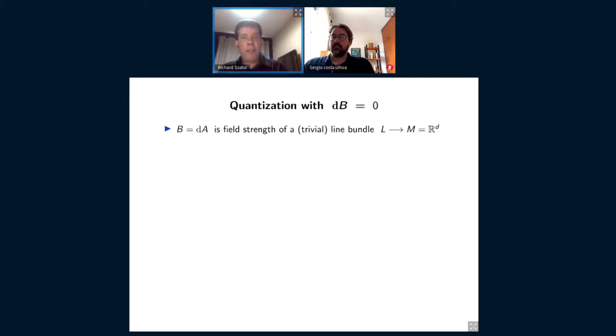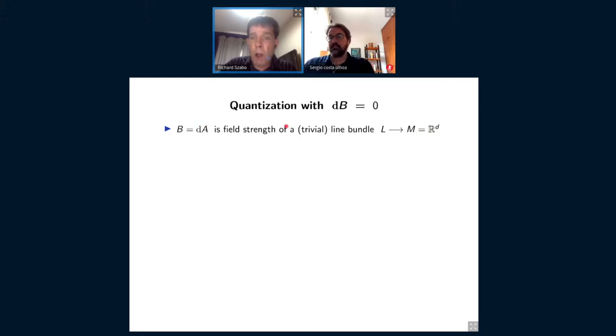Okay, so that's the basic setup for quantization in this story. So let's look at the simplest case of Maxwell theory. We have a closed magnetic field B, dB is zero. Then we know that B can be written as the curvature of some globally defined one-form. Now here we're working on R^D, so it's very simple.